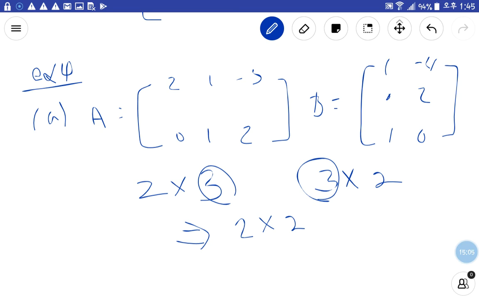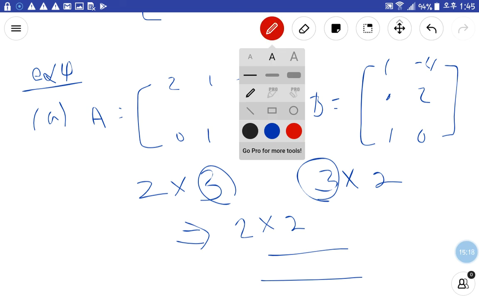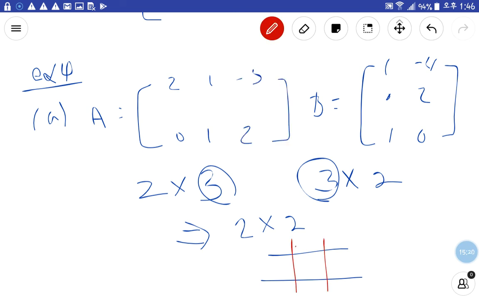So, illustration of A and B. A, I have 2 rows, right? So 2 rows. And how many columns do I have on B? I got 2 columns. So how many intersections do you have? 1, 2, 3, 4. You got a 2 by 2 matrix coming out.